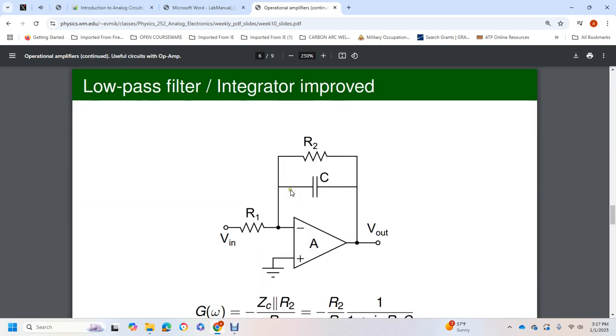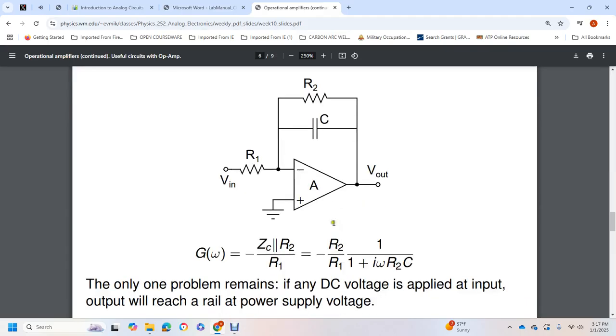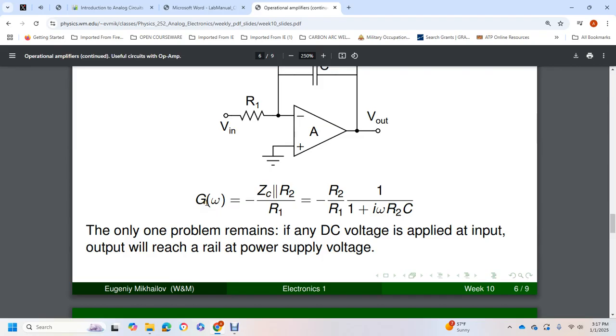Show the resistor 2 with the capacitor, resistor 1, voltage in, voltage out, ground. The gain as a function of frequency, with the capacitor in parallel with resistor 2 over resistor 1, is equal to the negative of resistor 2 over resistor 1 times 1 divided by 1 plus the angular frequency times resistor 2 times the capacitance. The only problem remaining with the DC voltage is that the input drives the output to the rail, the power supply voltage.